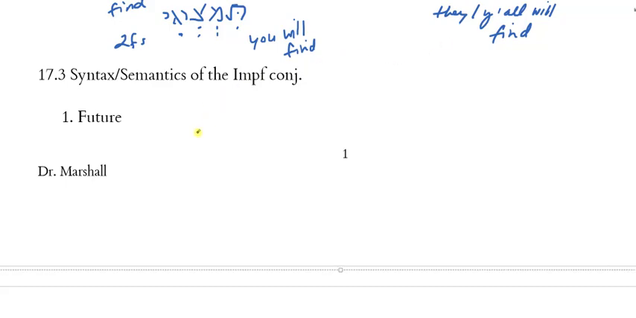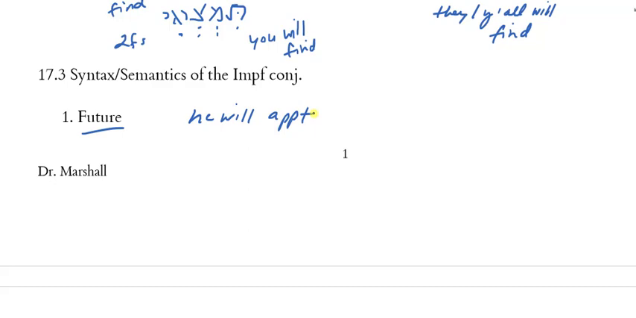Now, probably the most common way we're going to translate this is as future, and that's why it's number one. That's why we've translated almost all these forms with just a simple future tense in English. He will do something. So he will appoint.